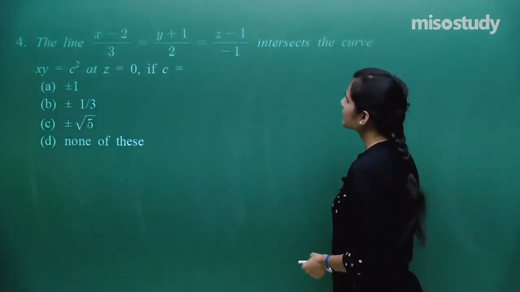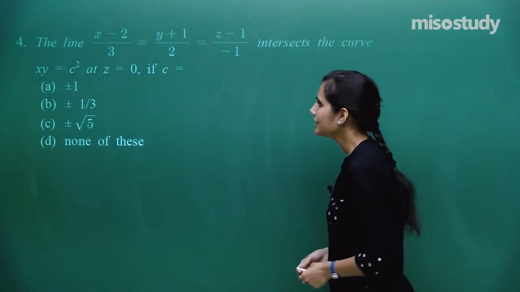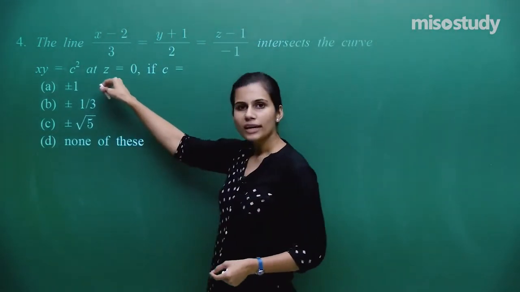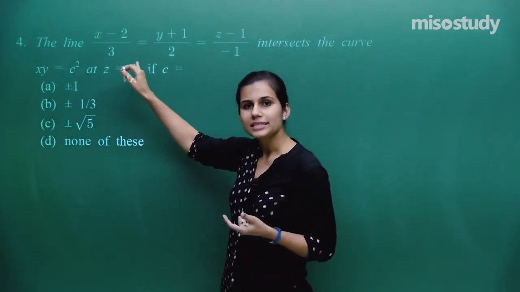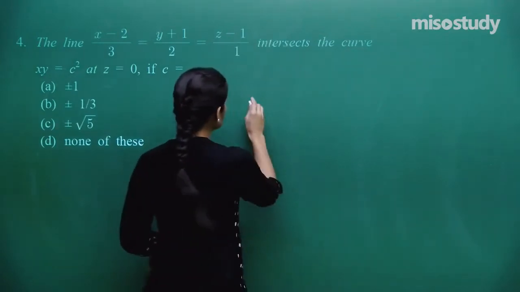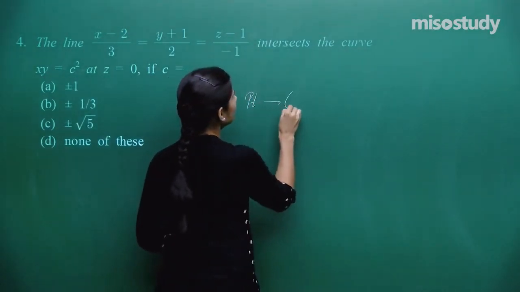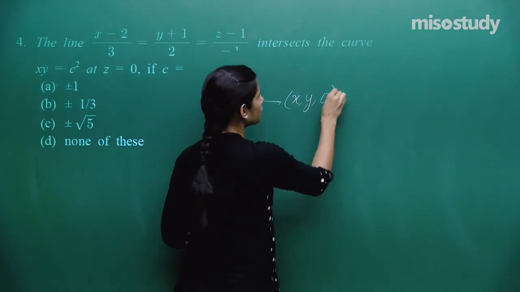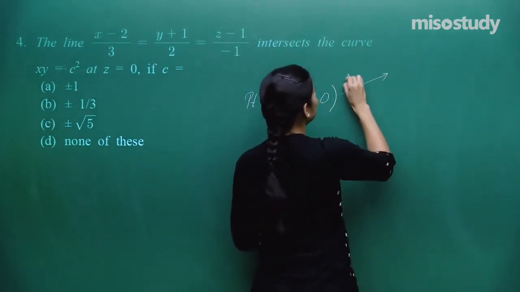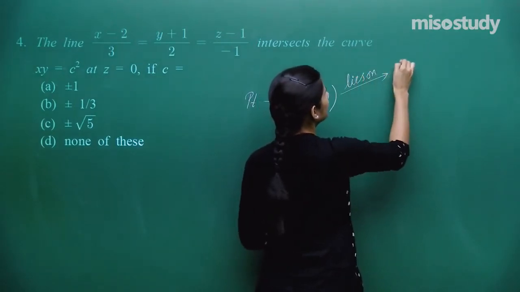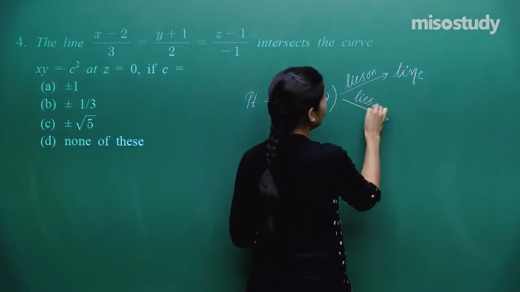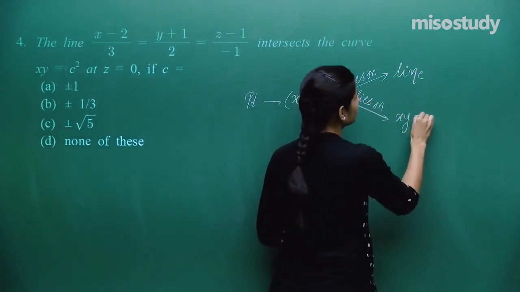This line intersects the curve xy equals c square at z equals 0. If this line and curve are intersecting at a point where the z coordinate is 0, that means that point is lying on the line and that point is lying on this curve. So suppose the point is (x, y, 0). This point lies on the line and it also lies on the curve xy equals c square.